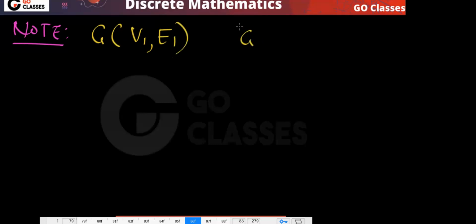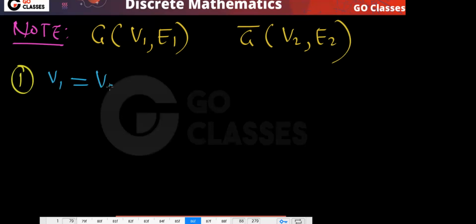So this is my question. Let's do the analysis. If you have G and G complement, in G you have vertices V1 and edges E1, and in G complement you have vertices V2 and edges E2. First, what can you say about the number of vertices? V1 will be exactly the same as V2. Yes or no? All the vertices here will be the same as all the vertices here.